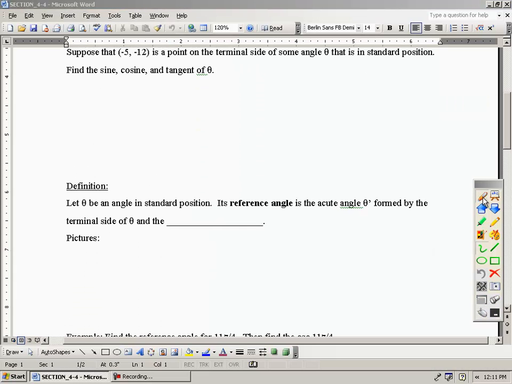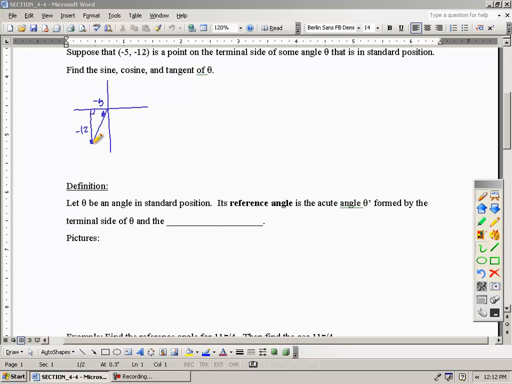Okay? Suppose that I have this point, (-5, -12). Well, that is in the third quadrant. So let's draw a picture. (-5, -12). Let's go here. We're going to make a triangle with that point and the x-axis. My angle is always near the origin. And if I label these sides, I had to go left 5 and down 12 to get to my point.